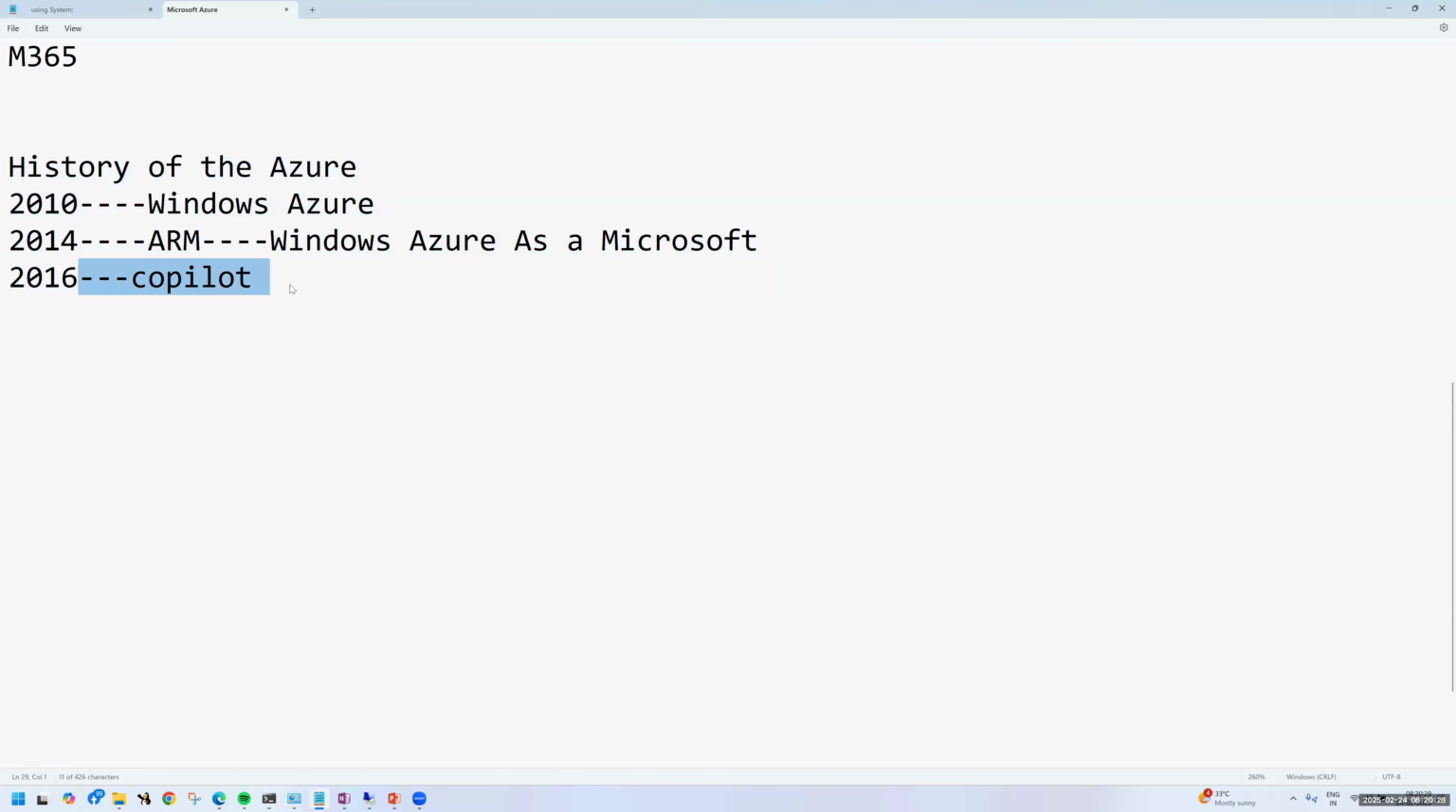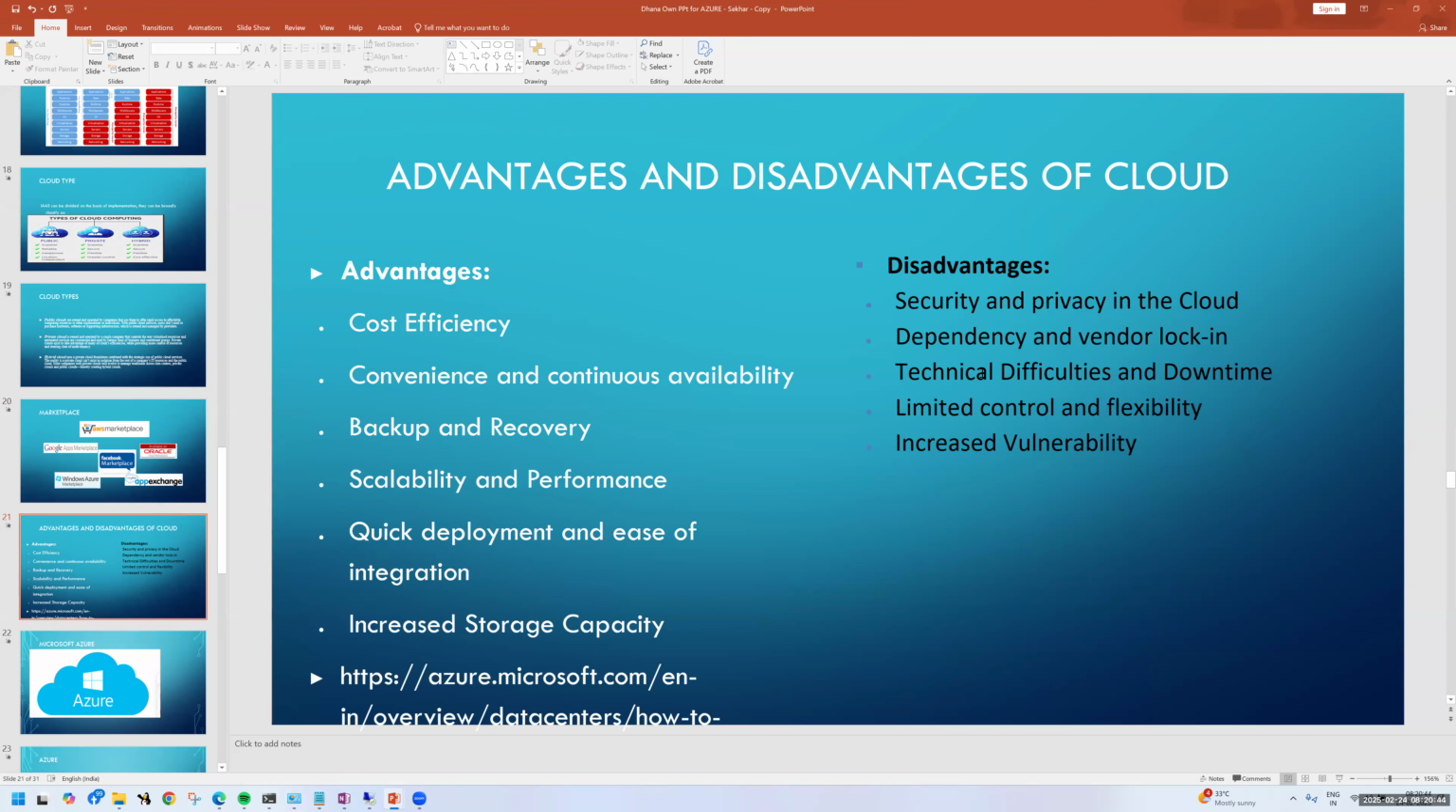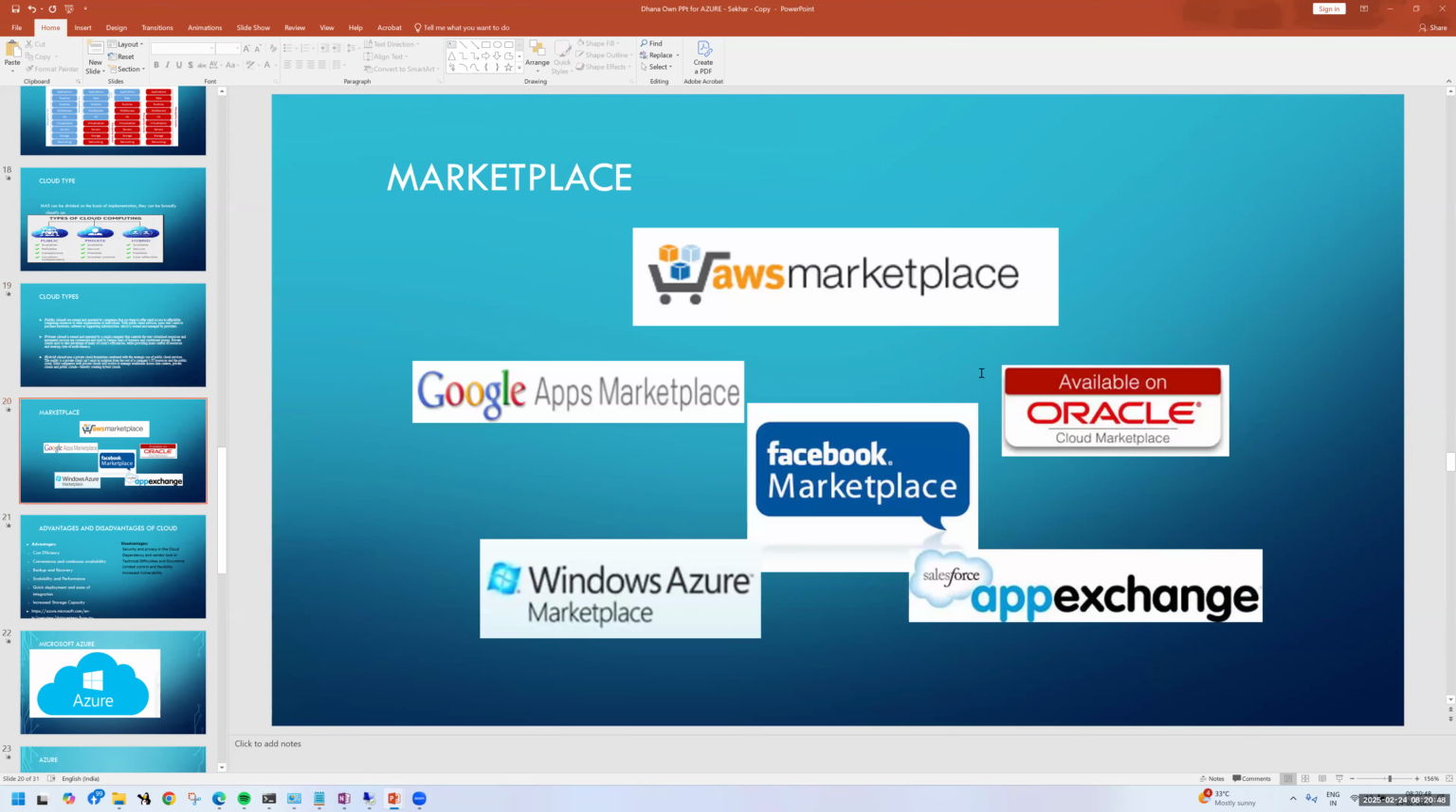So now Copilot is the main suite. They have integrated it with each and every product of Microsoft. Even the Microsoft Edge browser they have integrated it. Many of you know that already. Now, this is the overview of Microsoft Azure, and what are the advantages of Microsoft Azure?